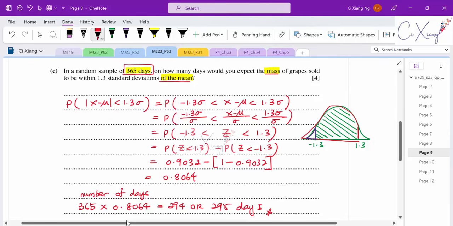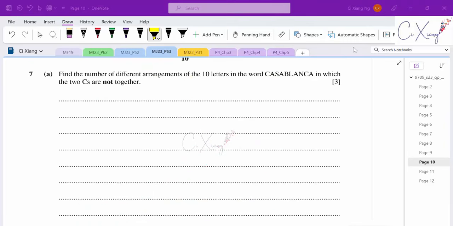Okay, so we observe that for the marking scheme, they will accept the two integers before and after the value that you get. For this one, if you press the calculator, you should get 294 point something. In the marking scheme, they accept 294 or 295. Right, so this is how we answer question number 6.